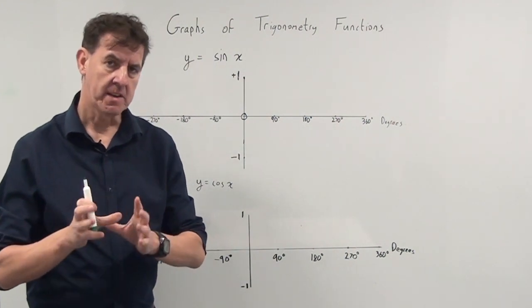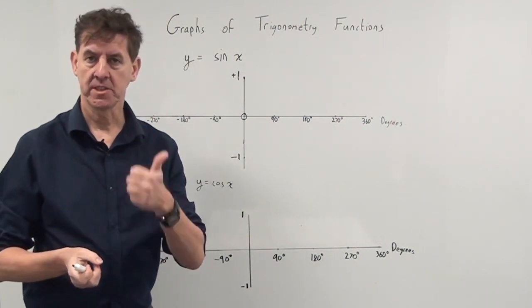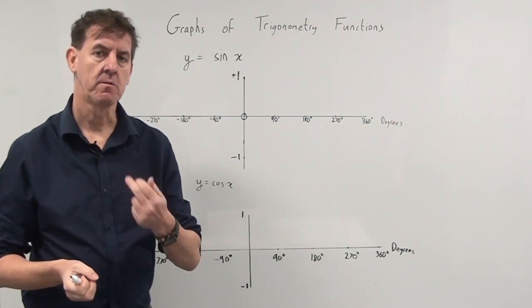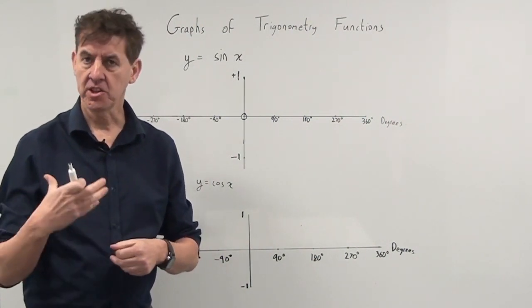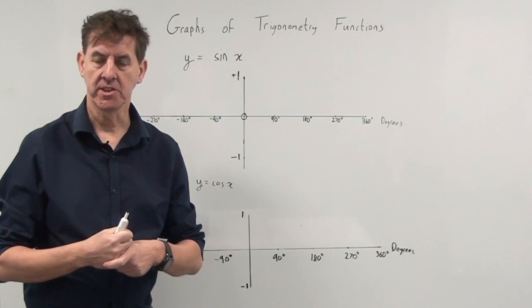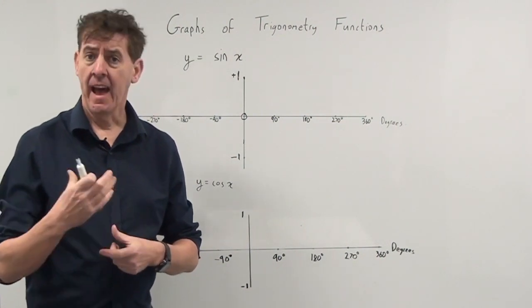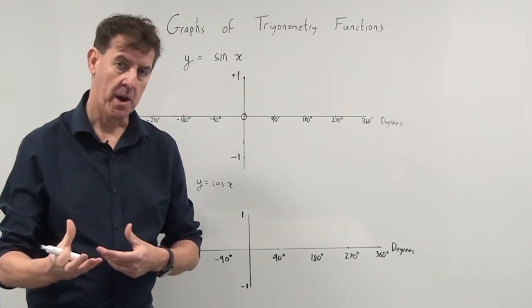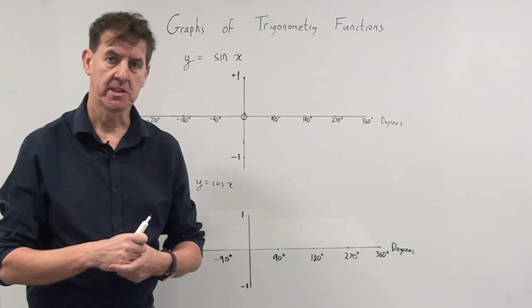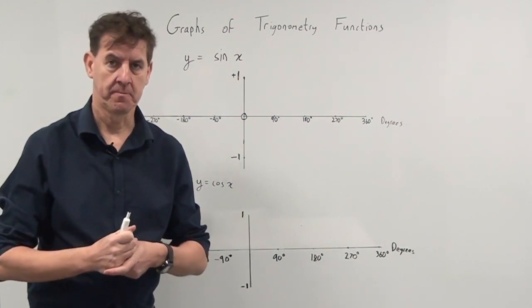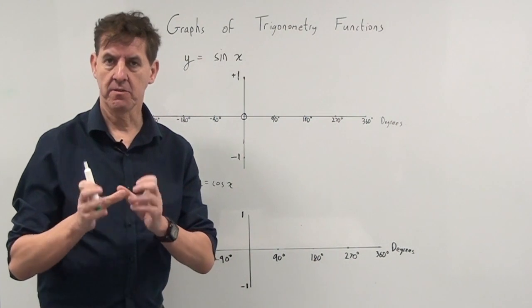Now the aim is, after we've drawn these graphs of y equals sine x, y equals cos x, and y equals tan x, we're then going to solve some trigonometry equations using the graphs. And then I'm going to teach you another way of being able to solve trigonometry equations, which is called the CAST method. Okay, so let's look at the graphs first of our trig functions.